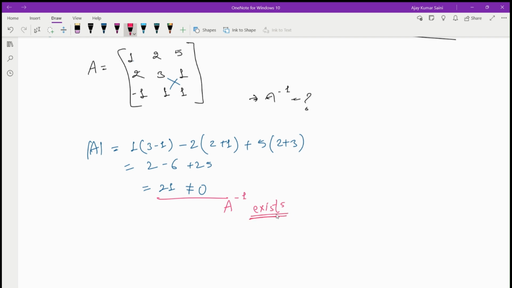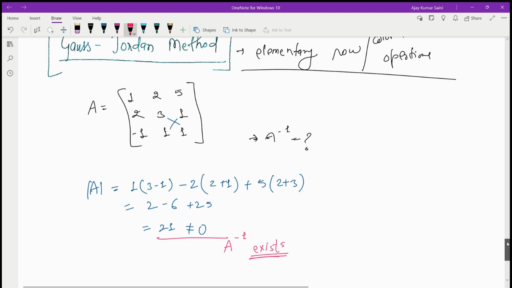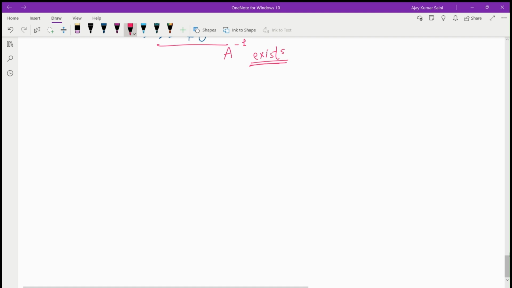If it comes out equal to 0, this means the inverse of that matrix does not exist. Okay, so now see here, I can write this. Now I eliminate the rows. Please focus here.